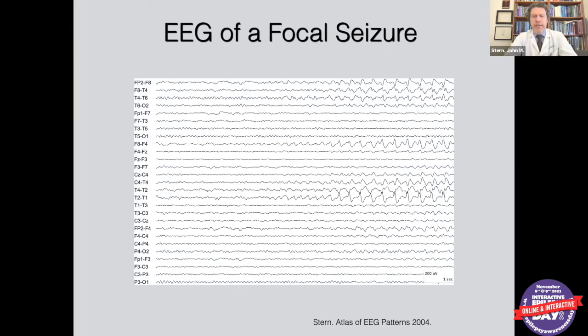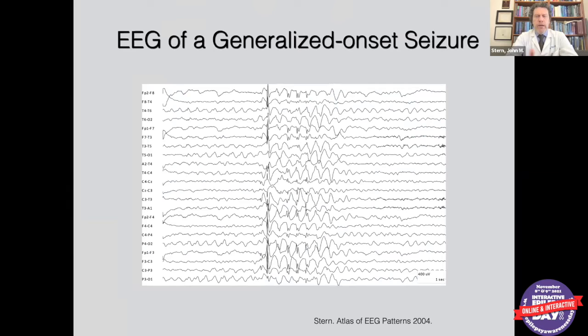This is an EEG recording of a focal seizure, and you can see how it starts about halfway through the page as this emerging rhythm that becomes very regular, and it continues toward the end of the page. Whereas a generalized onset seizure, you can see it's starting across the entire page at one time.